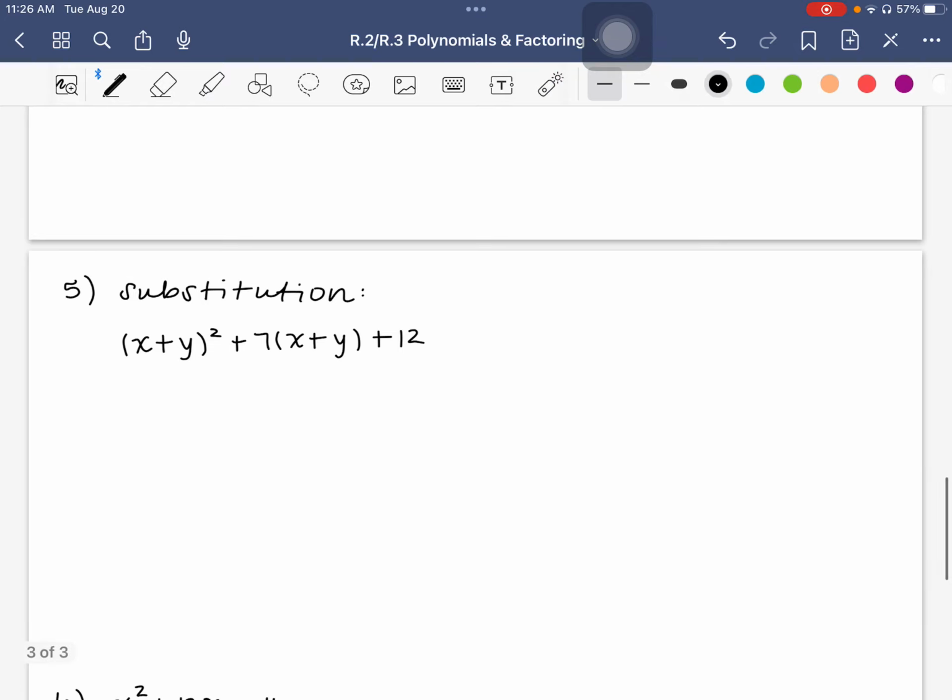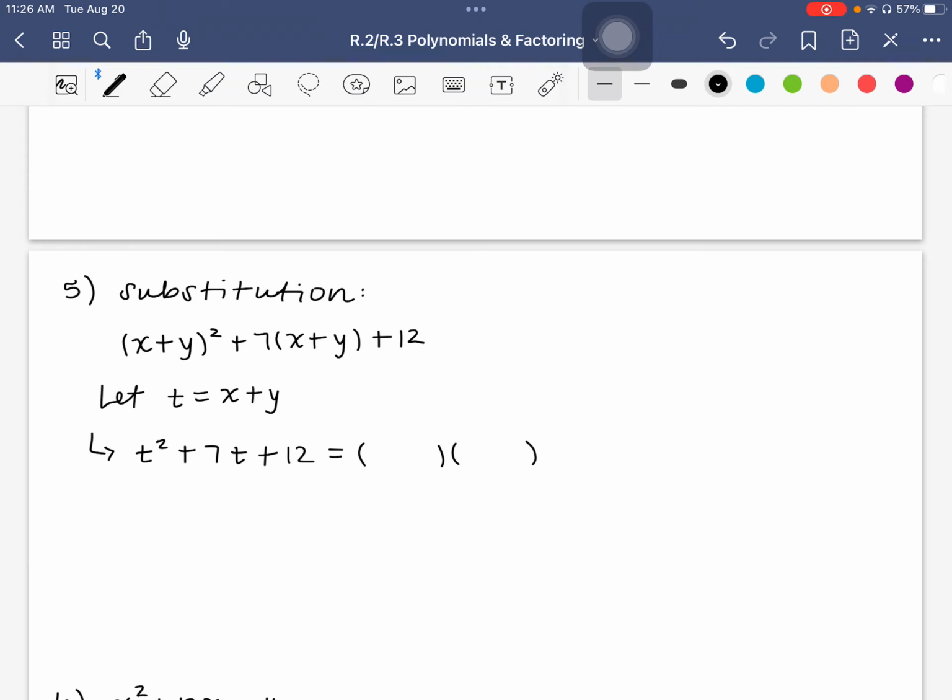But what we're going to do instead to make our lives a little bit easier is we're going to substitute a value called t, and we're going to make that equal to x plus y. So when we do this, all we're doing is plugging in t wherever we see an x plus y. So we end up with a polynomial t squared plus 7t plus 12. Now this is much easier to work with, and this is an easily factorable polynomial.